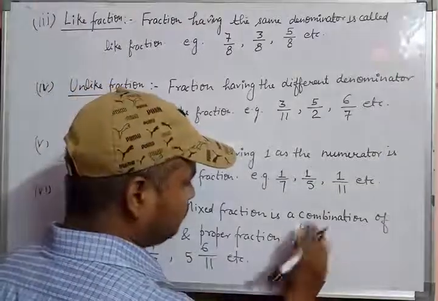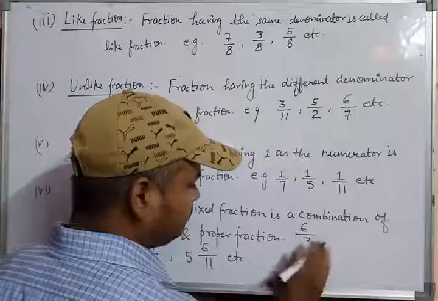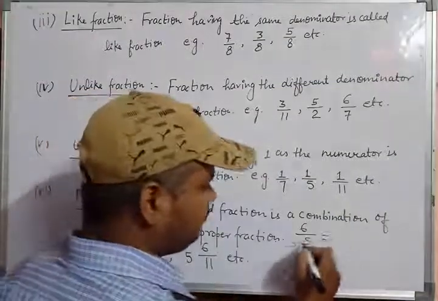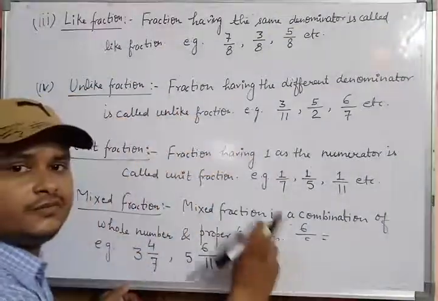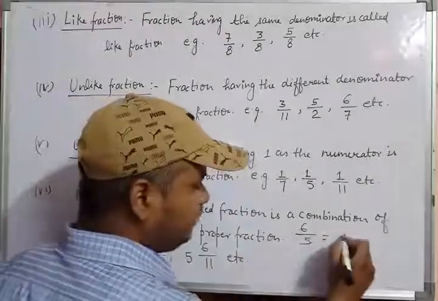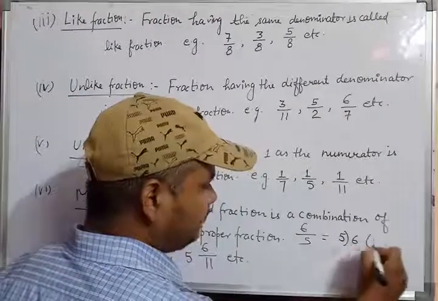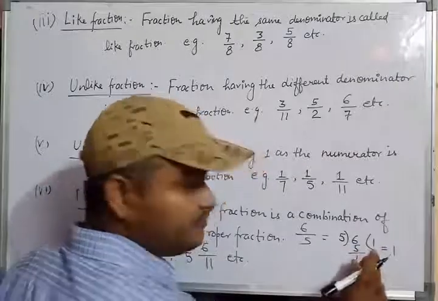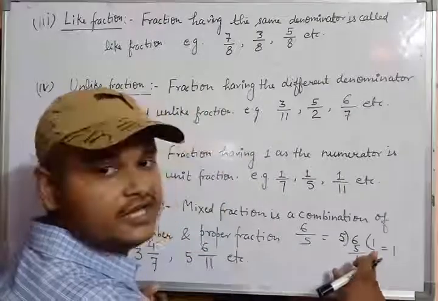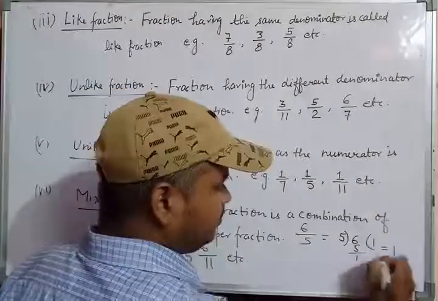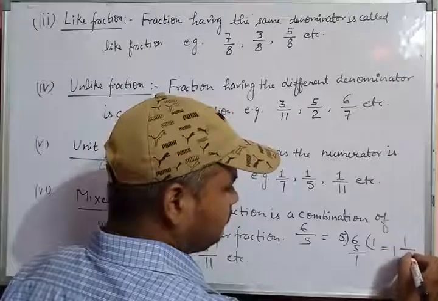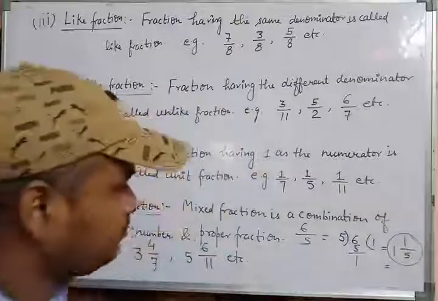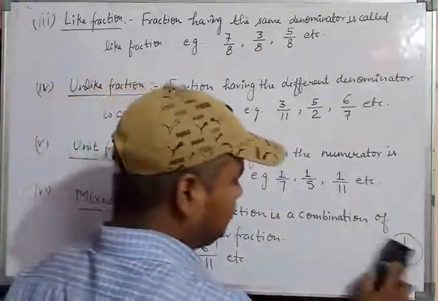How can we convert? Suppose 6 upon 5 is given, an example of improper fraction. If you want to convert this improper fraction into mixed fraction, then you have to divide 6 by 5. 5 ones are 5, we get the remainder 1. Then we write 1 as the quotient, which is the whole number part, and 1 is the remainder, which becomes the numerator, and 5 is the denominator. So this is the example of mixed fraction.